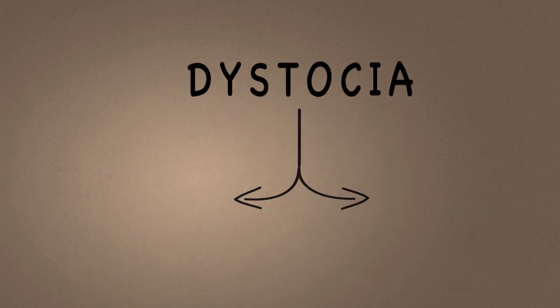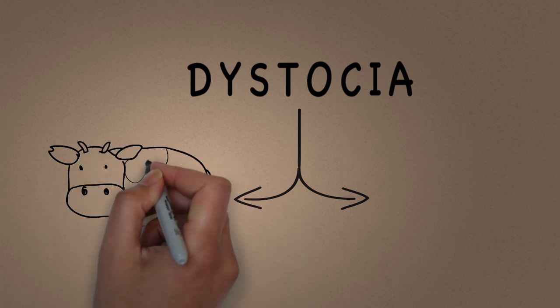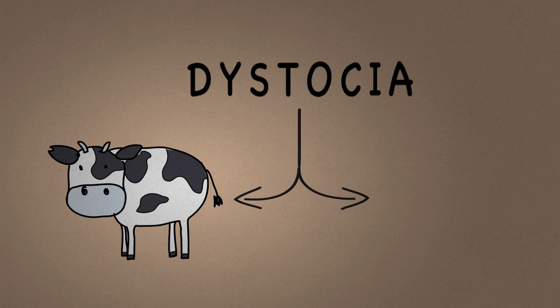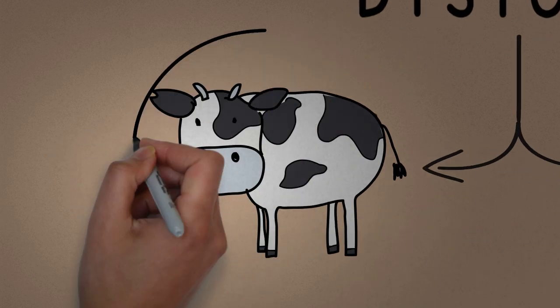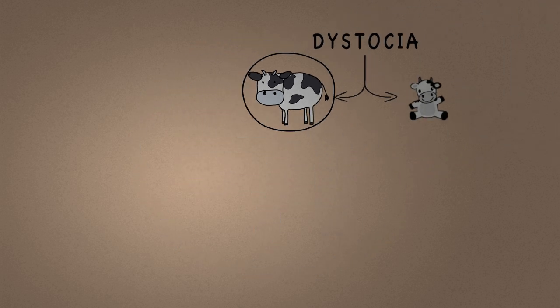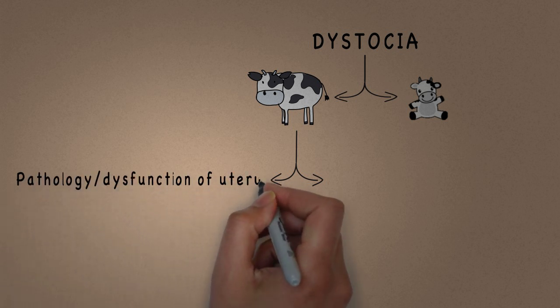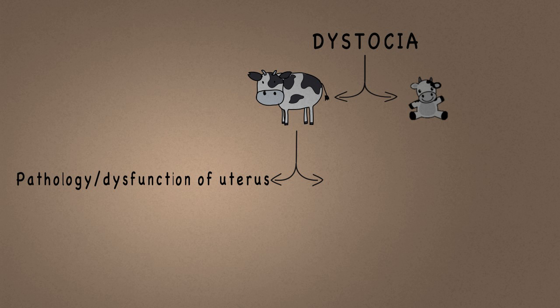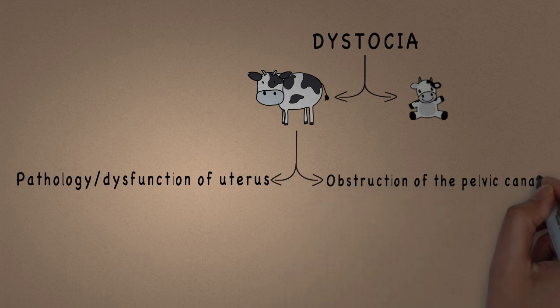The causes of dystocias can be divided into two main categories: dystocias originated by pathology in the cows, and dystocias originated by a problem with the fetus. The cause of dystocias originated by a pathology in the mother can be further classified in two categories. Dystocias can be due to a failure in the expulsion of the fetus due to a pathology or dysfunction of the uterus, or they can be caused by the obstruction of the pelvic canal.